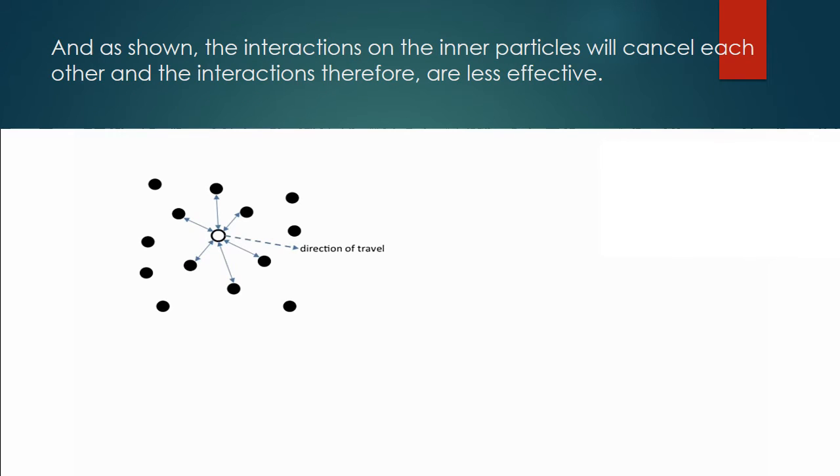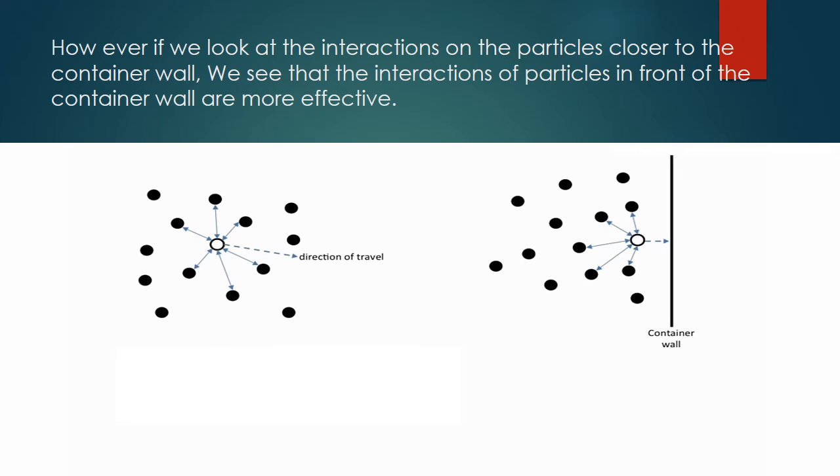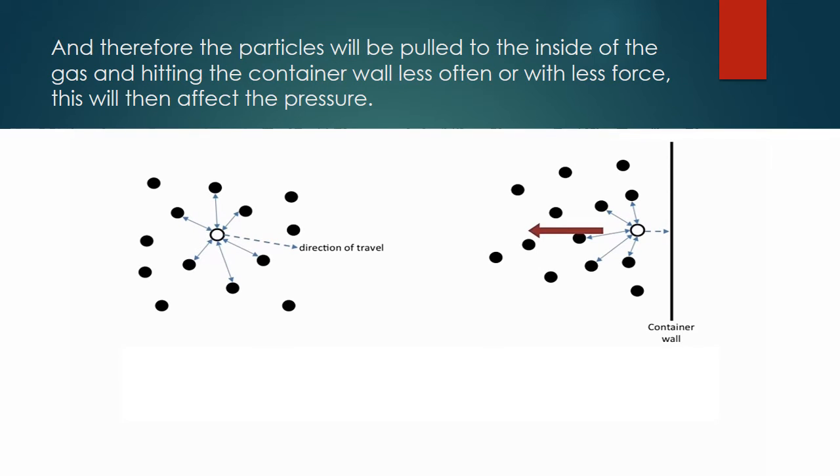And as shown here, the interactions on the inner particles will cancel each other and the interactions therefore are less effective. However, if we look at the interactions on the particles closer to the container wall, we see that the interactions of particles in front of the container wall are more effective, and therefore the particles will be pulled to the inside of the gas and hitting the container wall less often or with less force.